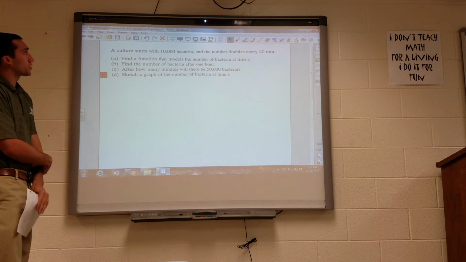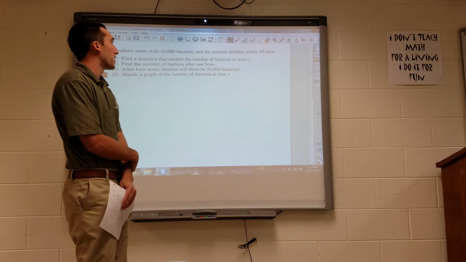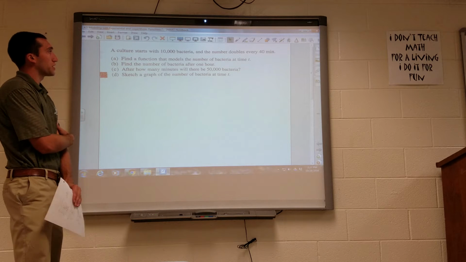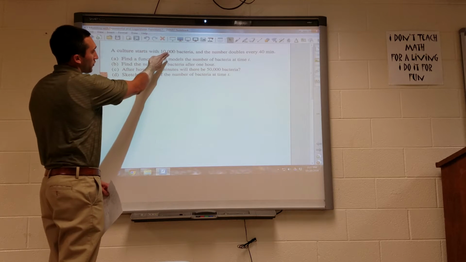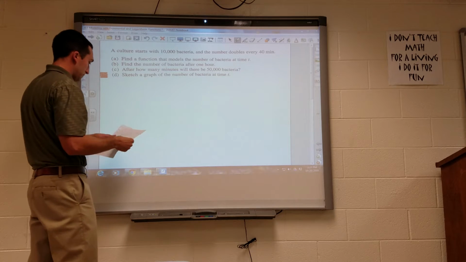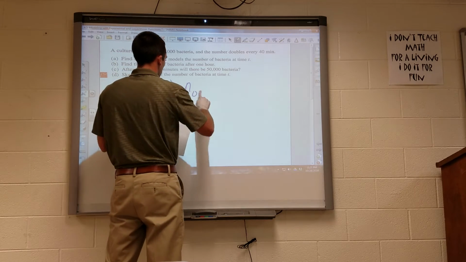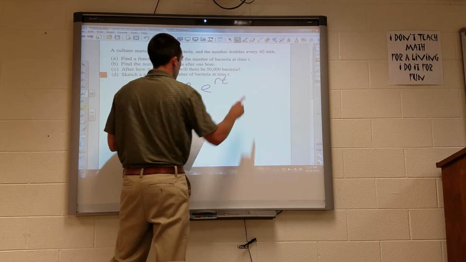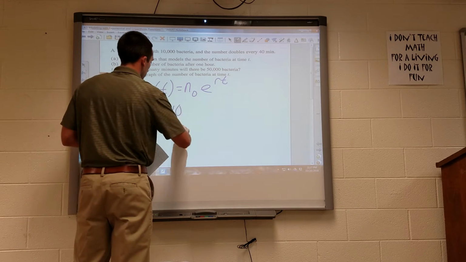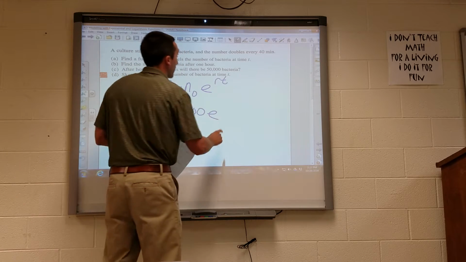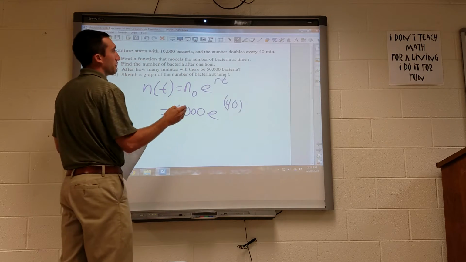So the first: a culture starts with 10,000 bacteria, and the number doubles every 40 minutes. So first, they want us to find the function that models the number of bacteria at time t. So they've given us the starting amount. So again, I'll write down total is equal to the original times e to the rt. Okay, so they give us, it starts with 10,000. They give us 40 minutes. They do not give us the rate.